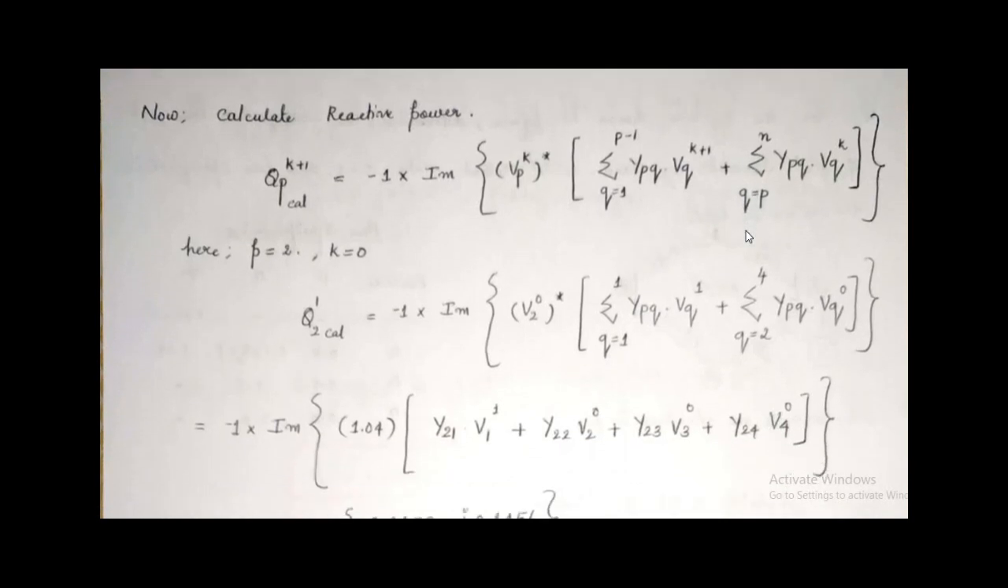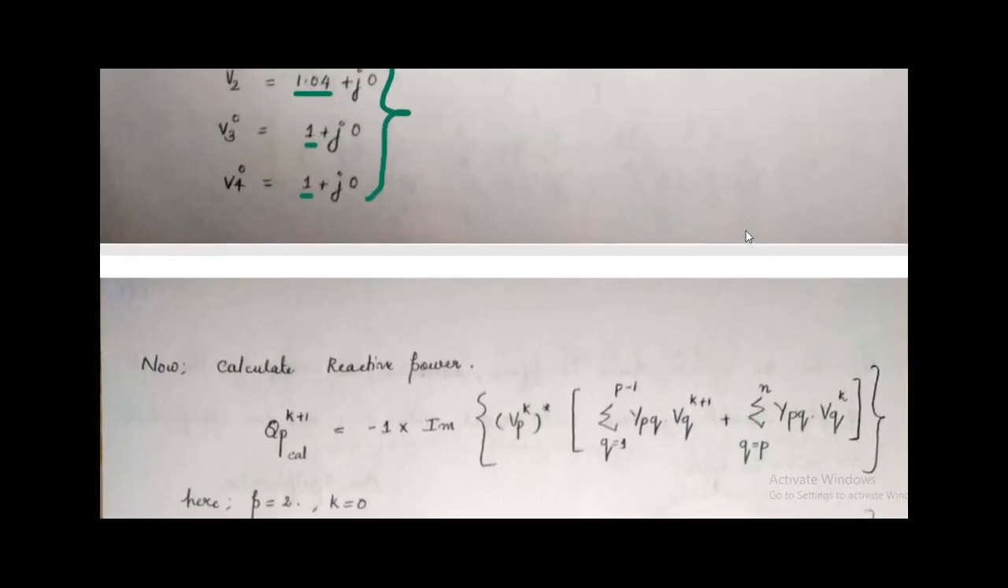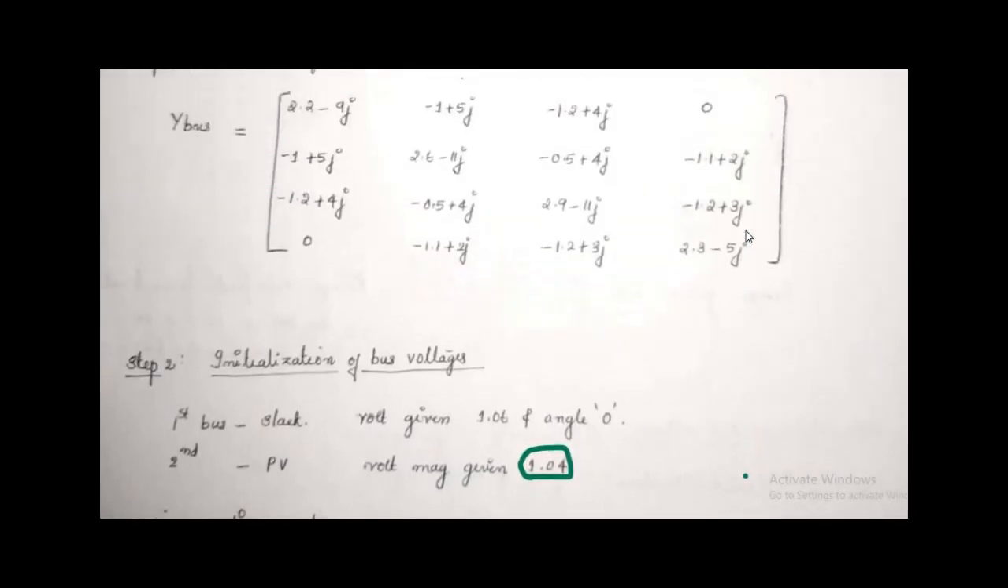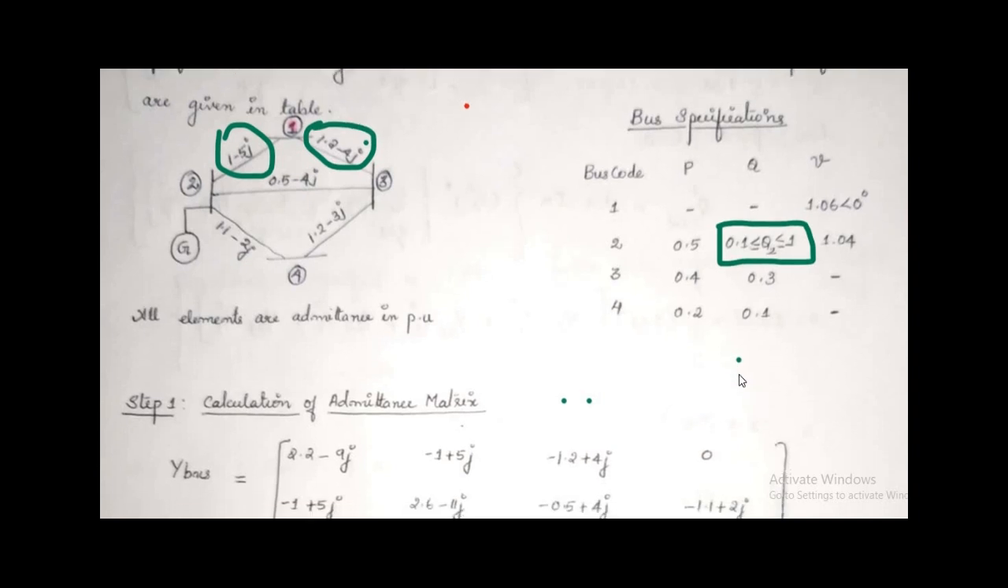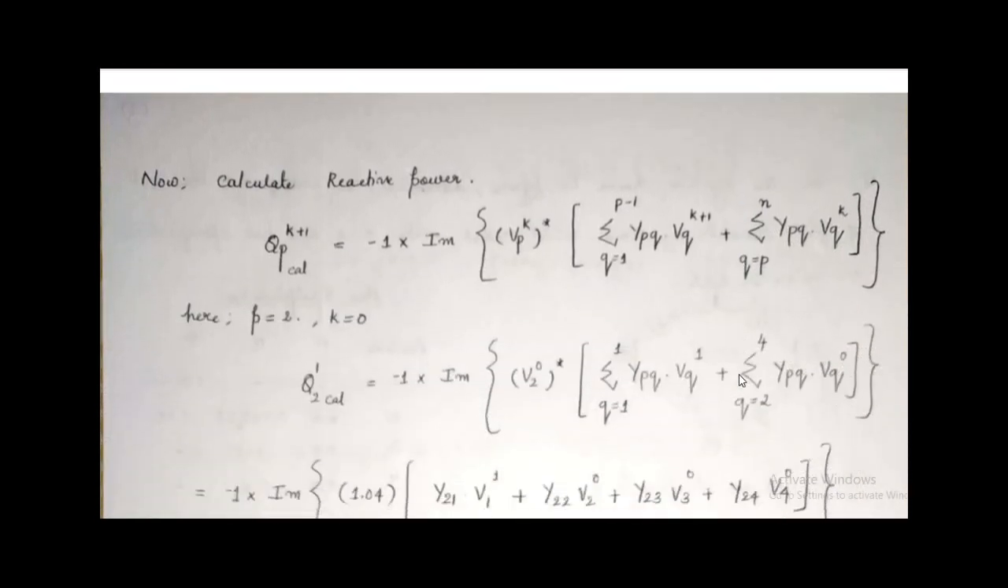Now, coming back to our question. What was given in the question? A limit was given. What is this limit? Q2 means reactive power of bus 2. It should lie between 0.1 and 1 per unit. So we don't know the value of Q2. Only by knowing the value of Q2 can we say whether it lies between those two, isn't it? So we need to know the value of that Q2.